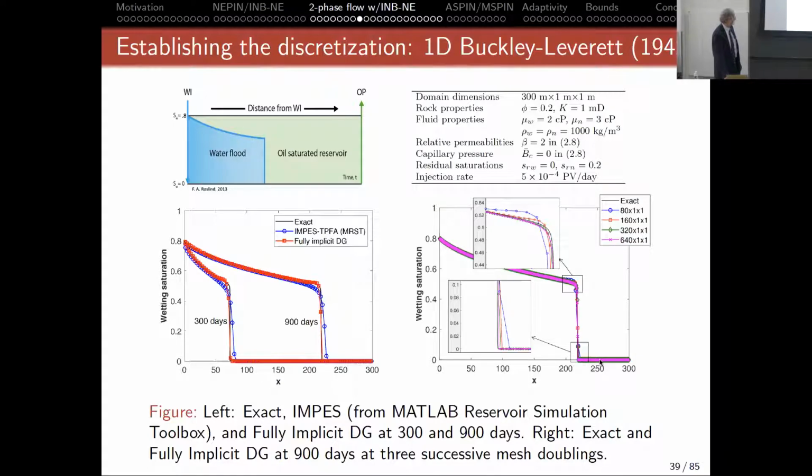And just to justify the discretization, there's a standard problem called Buckley-Leverett, which is a 1-dimensional water flood of an initial oil-saturated reservoir. It has an exact solution, which you can barely see in black here, and an industry standard method with IMPES and 2-point flux approximation in the control volumes, using the MATLAB Reservoir Simulation Toolbox from SINTEF, for example, shows a little bit less fidelity to the exact solution than the fully implicit discontinuous Galerkin. And here you can see that mesh resolution for the DG method is quite satisfactory.